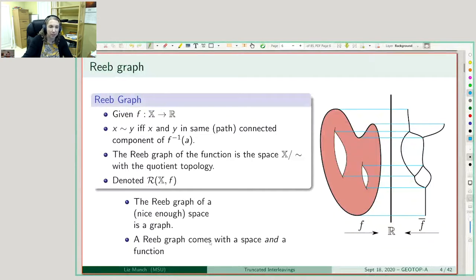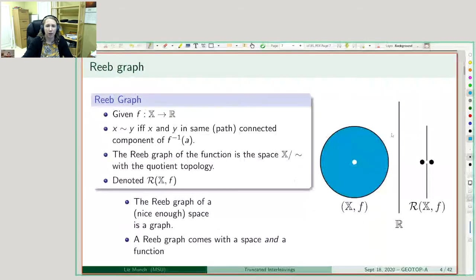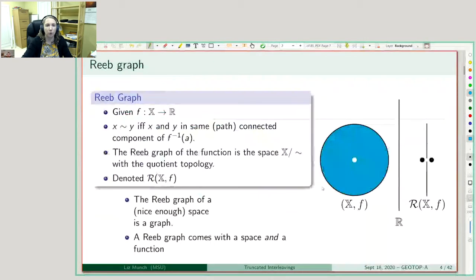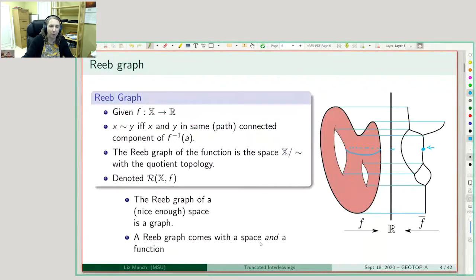The other perk is that a Reeb graph comes with a space and a function. Since I'm building equivalence classes off of level sets, every point represented in a particular equivalence class has the same function value, and so it makes sense to talk about the function value of this equivalence class. It's just whatever the function value was that I got it from. In this way, I'm always going to think about Reeb graphs as being this pair of data: usually a graph and some function defined on the graph. So I'm going to have a lot of notation that looks like this.